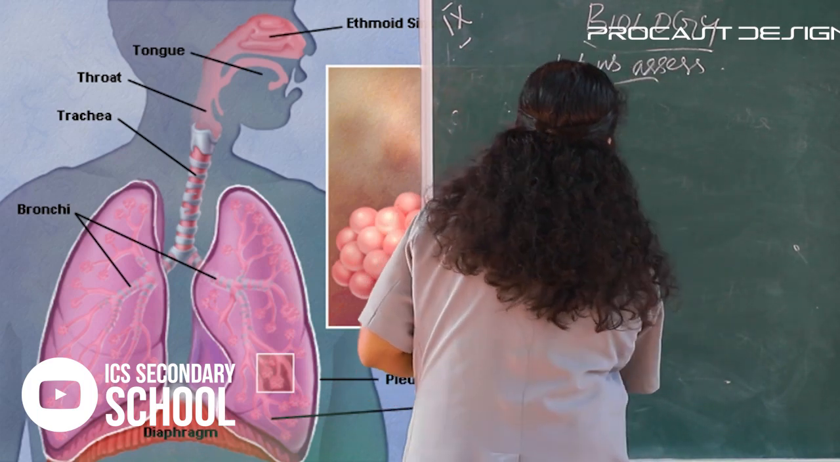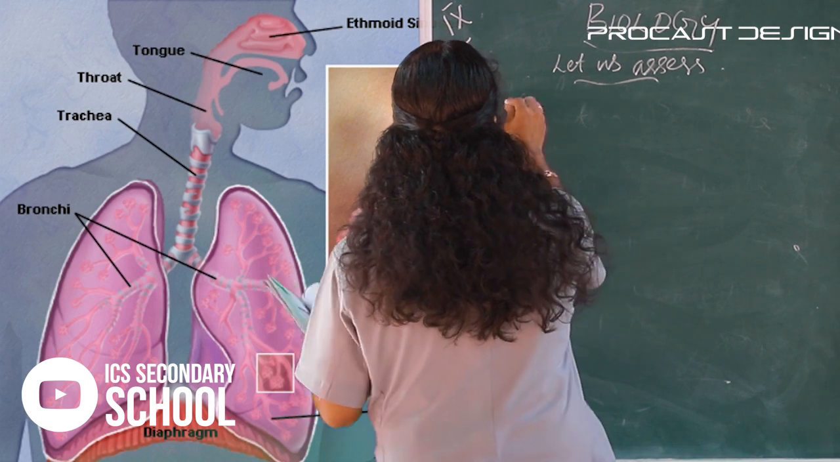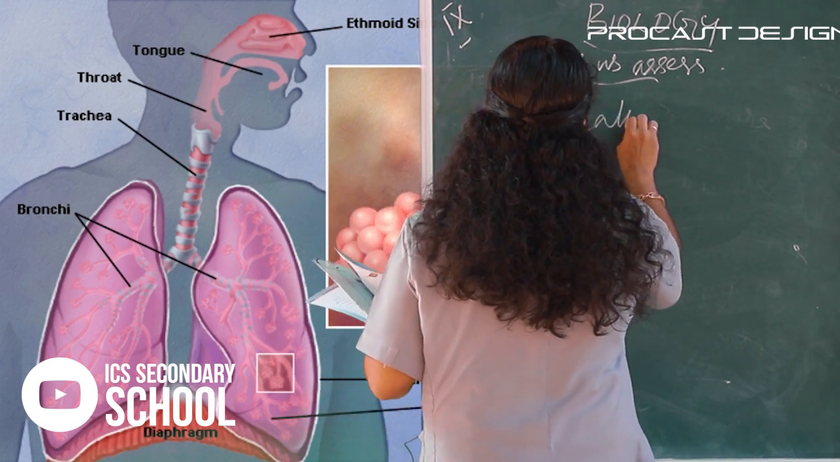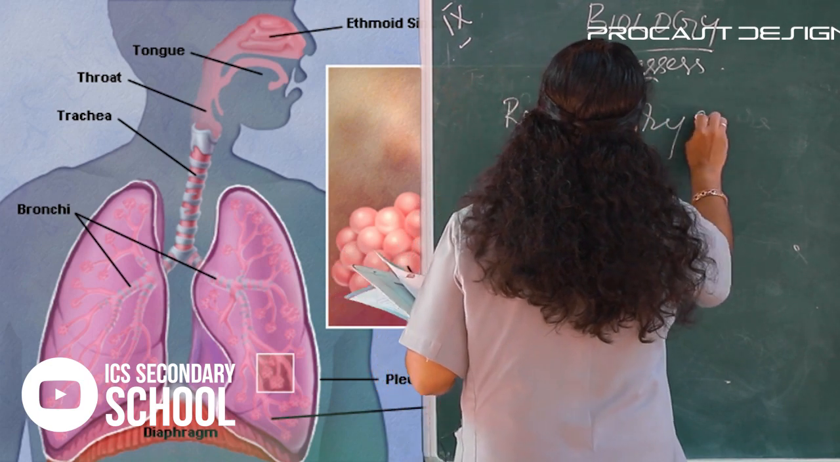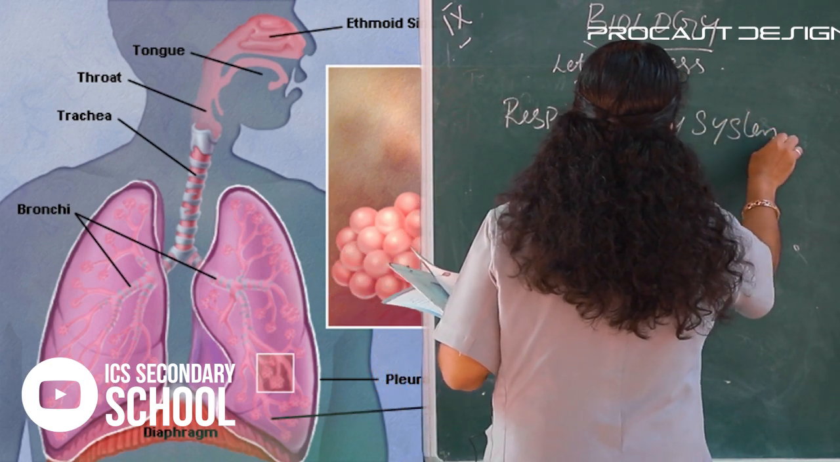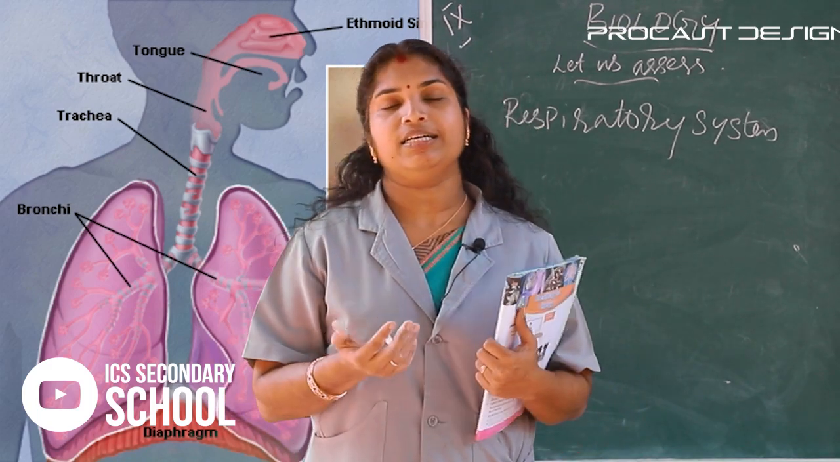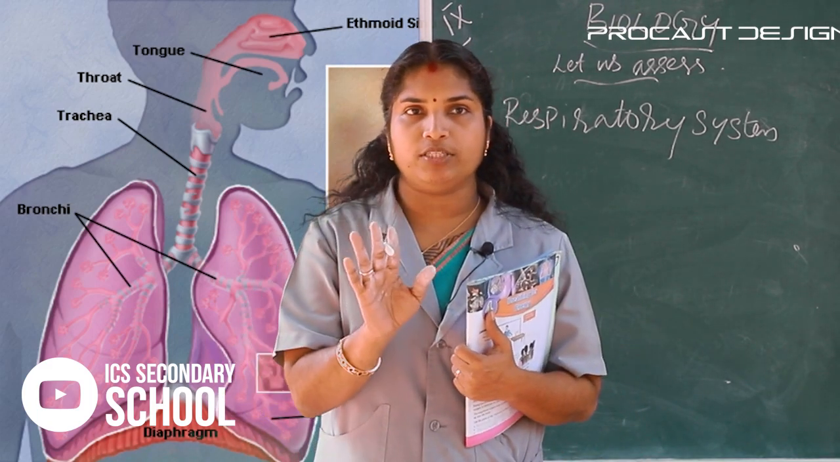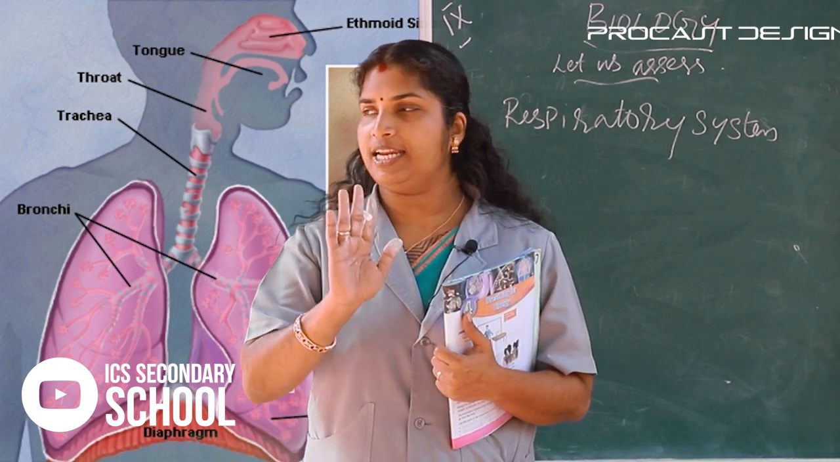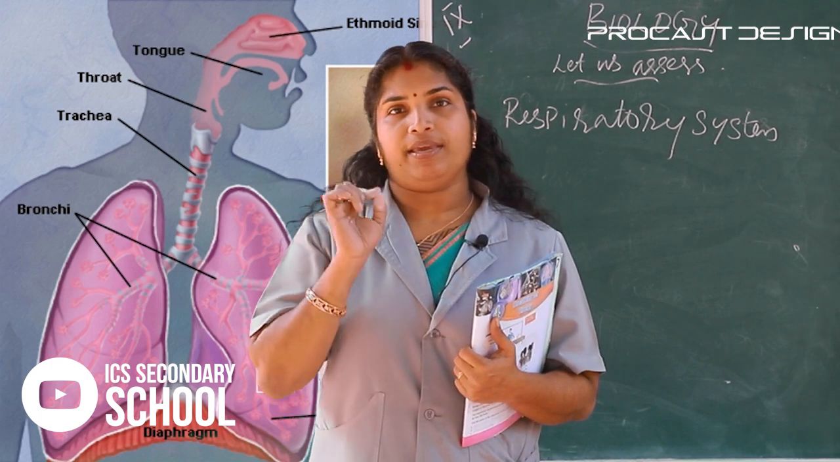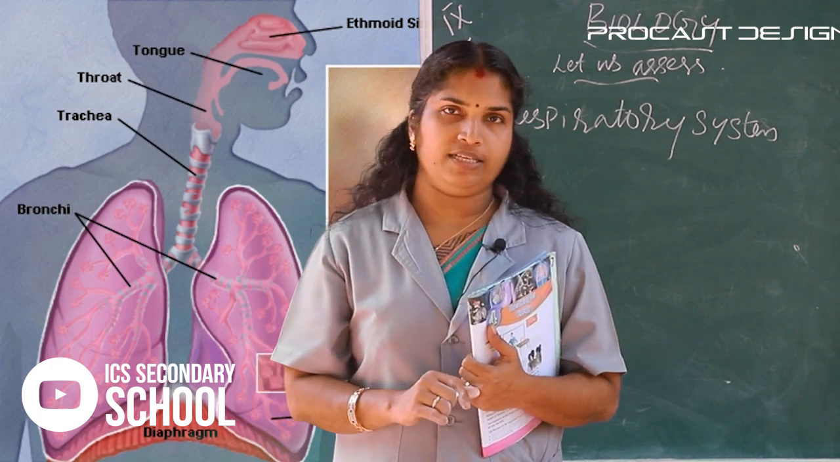How many systems are present in our body? Nine systems are present in our body. In earlier classes we studied different types of systems. An important system is the respiratory system.